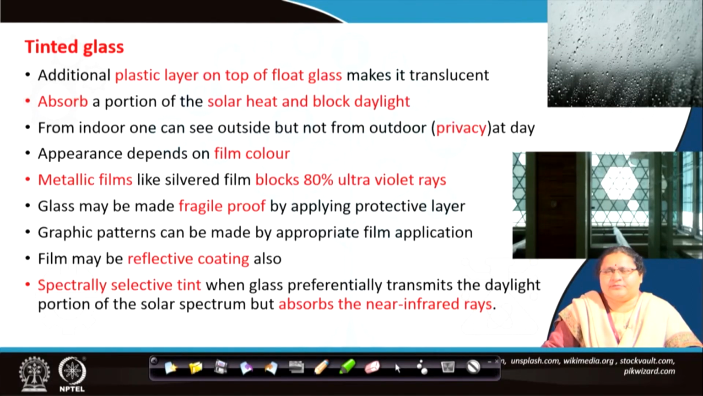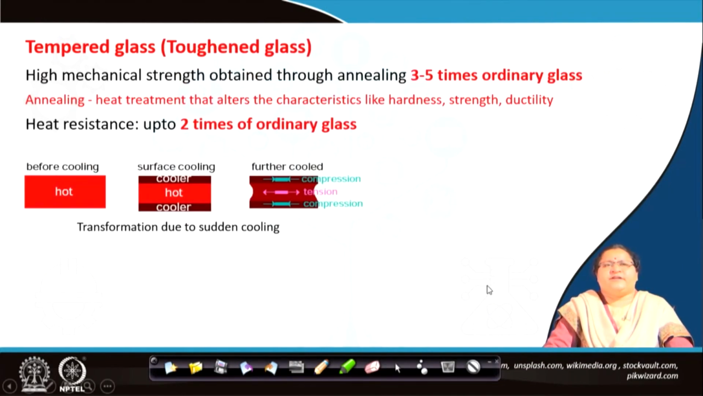So, this is a kind of protective coating. You are protecting the inside from outside, particularly the solar radiation, and you can block about 80% of the ultraviolet rays. You can absorb the near infrared rays and let only spectrally selective light, the daylight, enter inside the facility. Now, after finishing with the different types of glass which we may get with the float glass or the plate glass or maybe the sheet glass, we come to another variety of glass.